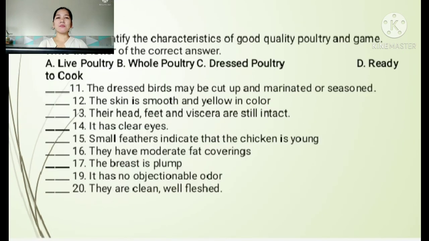Activity 2 is identify the characteristics of good quality poultry and game. Write the letter of your answer. The choices are letter A, live poultry. Letter B, whole poultry. Letter C, dressed poultry. And letter D, ready to cook.